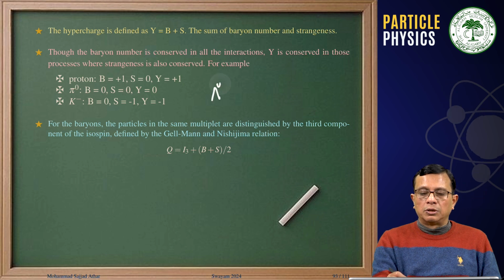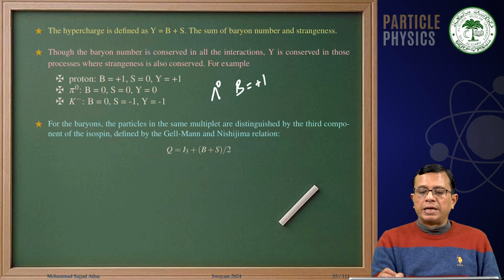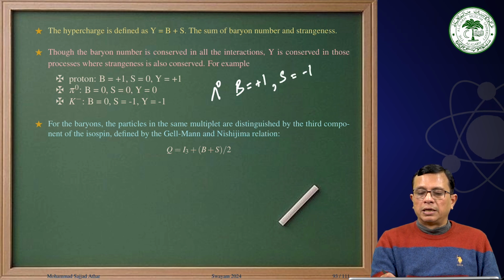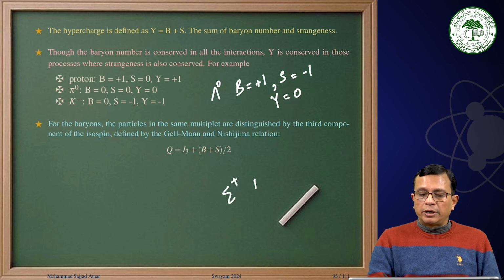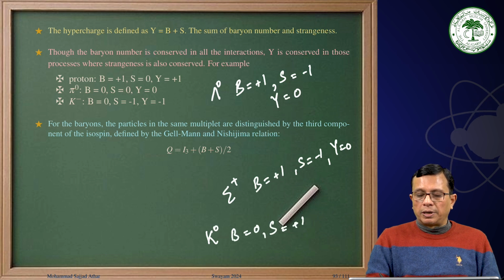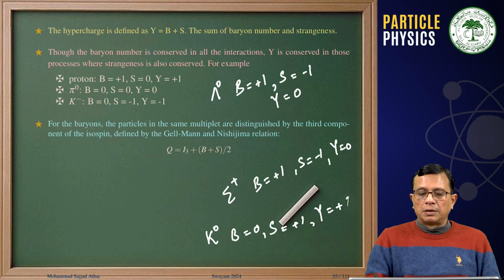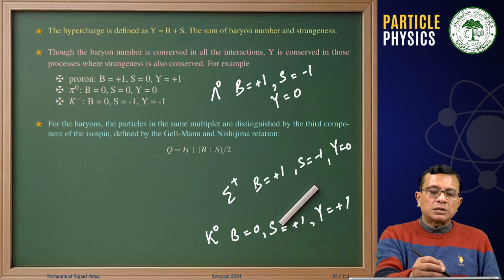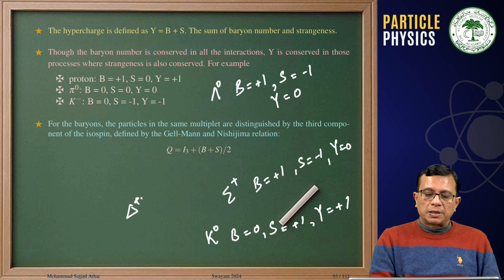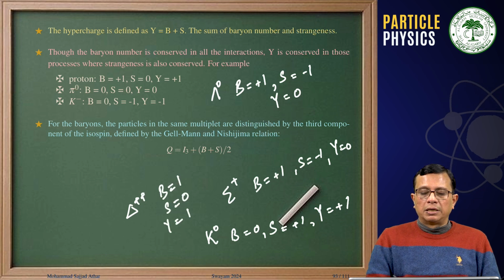Say, lambda 0. Lambda 0 is a baryon, therefore B is plus 1, strangeness is minus 1, therefore hypercharge is 0. If I am talking about, say, sigma plus, then baryon number is plus 1, strangeness is minus 1, then hypercharge is 0. If I am talking about K0, then baryon number is 0, strangeness is plus 1, therefore the hypercharge is plus 1. If I am talking about delta plus plus, it is a baryon, its strangeness is 0, its hypercharge will be 1.